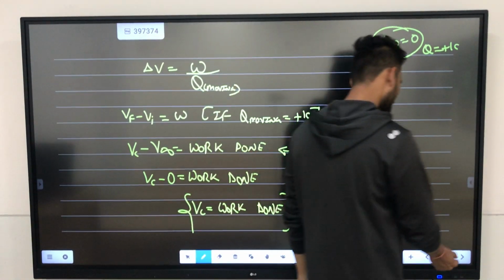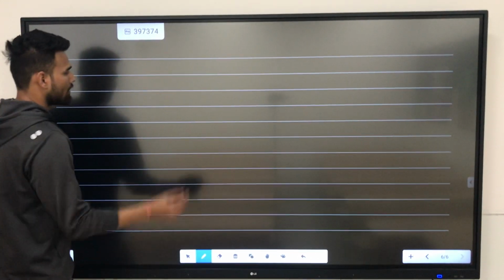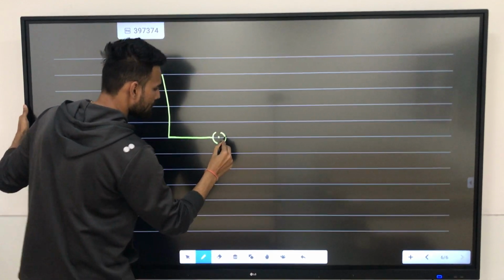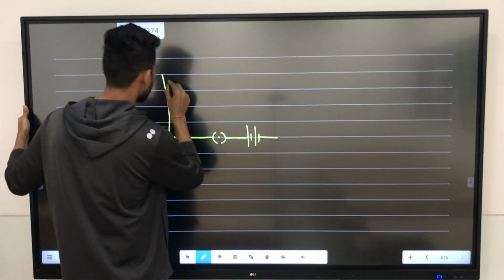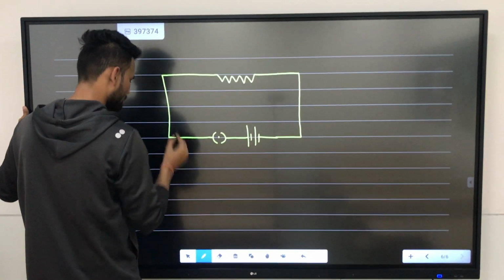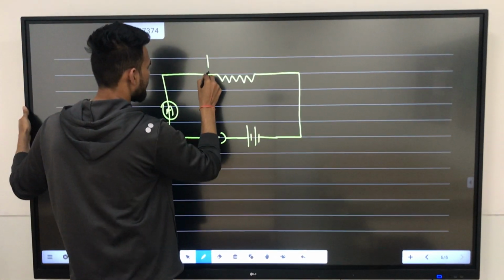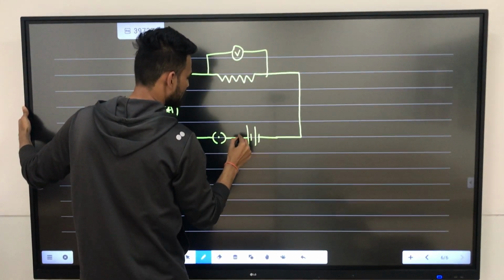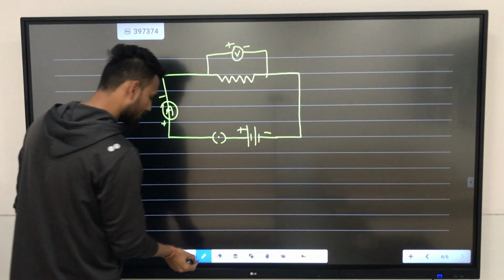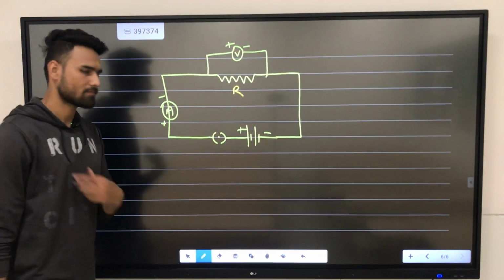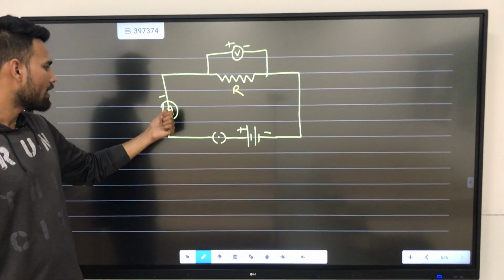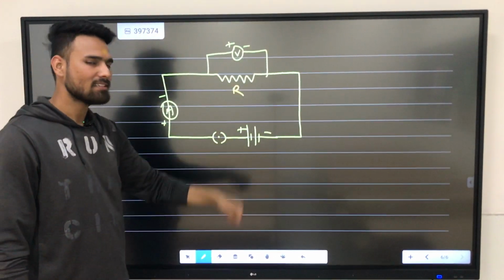So now moving ahead, here we go. Now suppose I have a circuit with a battery, positive and negative, and this one is also positive, this one negative, and its resistance is, suppose, R. This is a particular circuit in which we have a battery, a plug key, a closed plug key, an ammeter, a voltmeter, and a resistor, and its resistance is R.